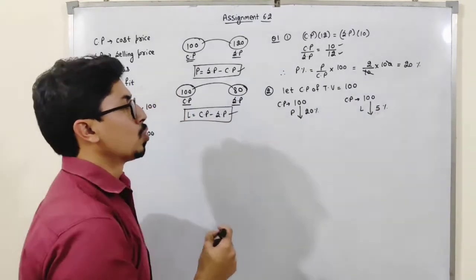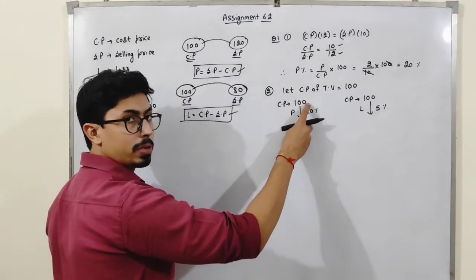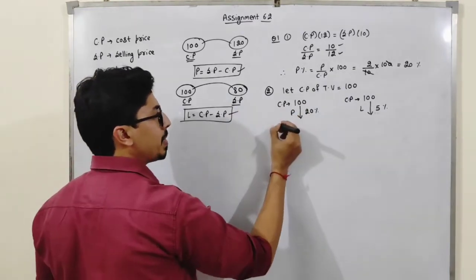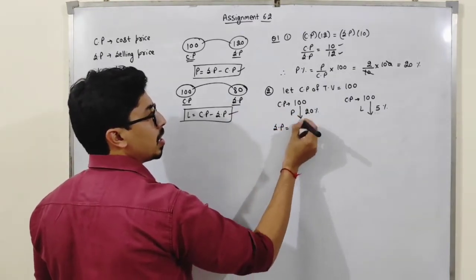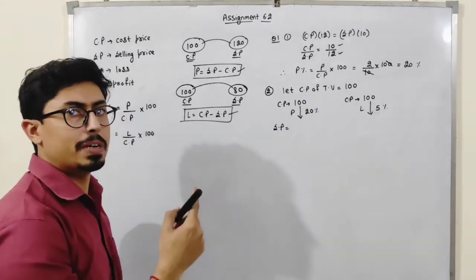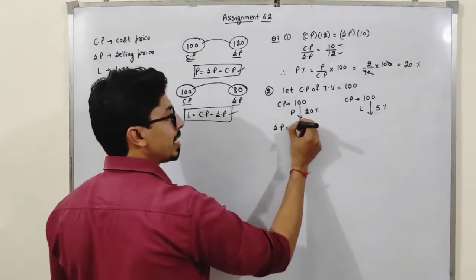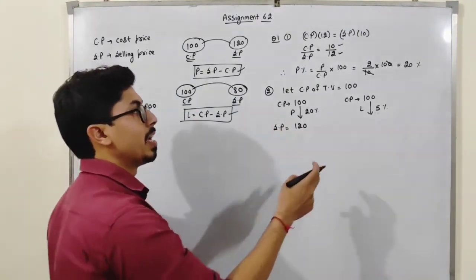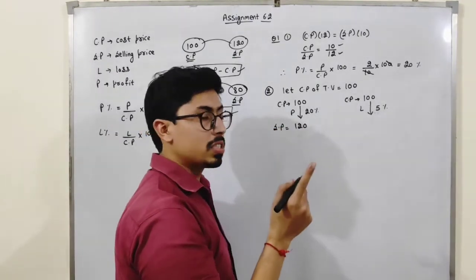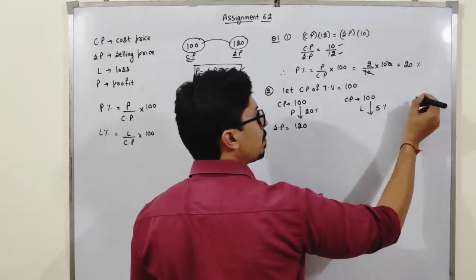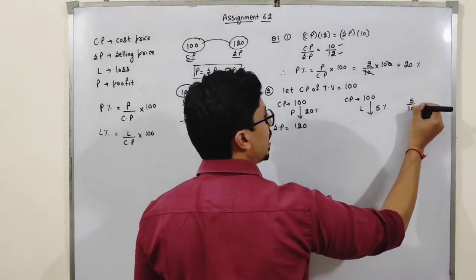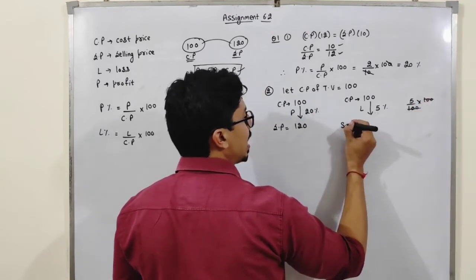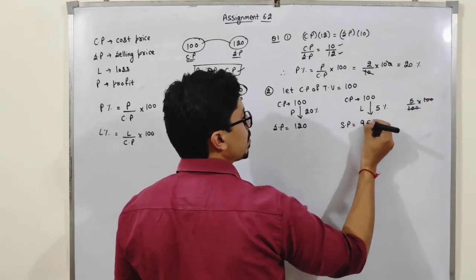Okay. So see, he bought something for 100 and makes a profit of 20%. 20% of 100 is 20, so that means he sells it at 120. Now students, he bought something for 100 and sells at a loss of 5%. So 5% of 100 is 5. That means the selling price is 95.